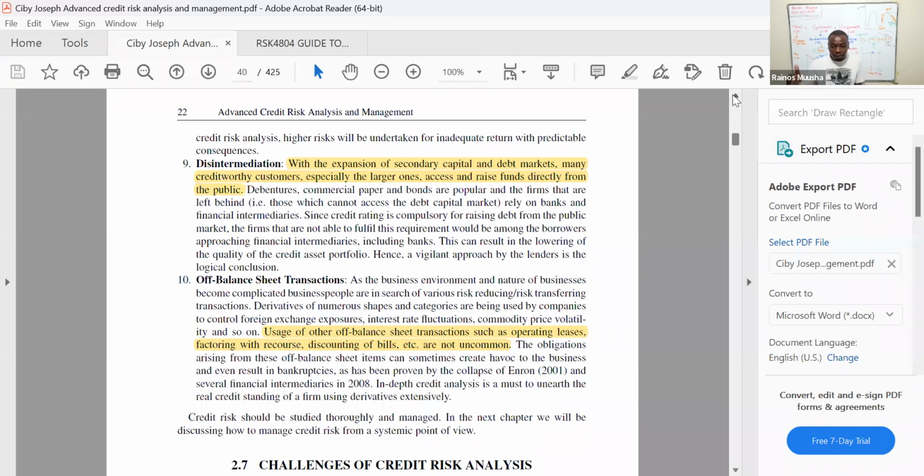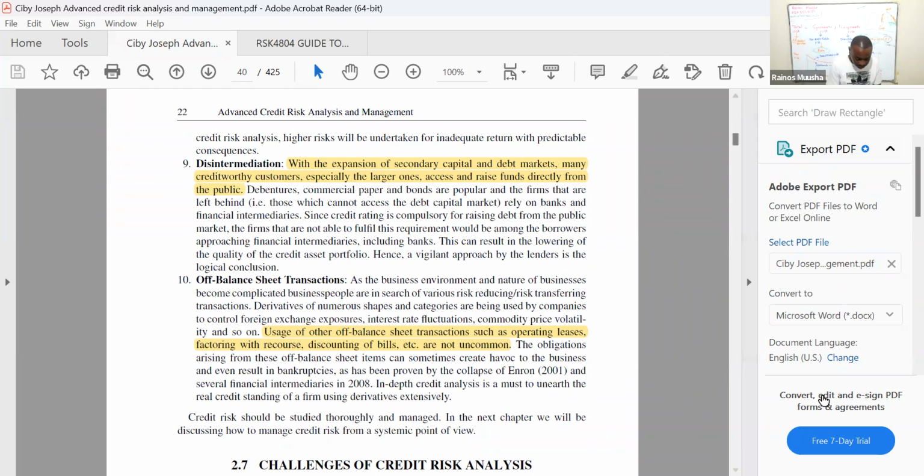Which means that because you want to maximize your return for a given level of risk, and because there's no intermediation between the supply of credit and the demand for credit, without proper credit risk analysis there's going to be mispricing of the credit risk, which means the supplier of credit is going to be getting a lower return for a given level of risk.